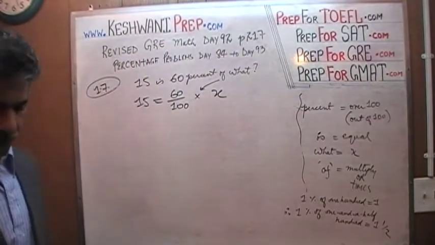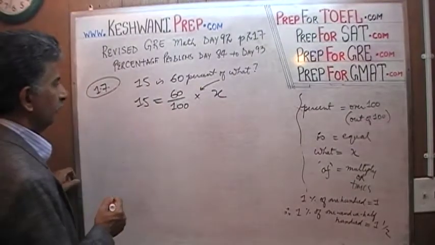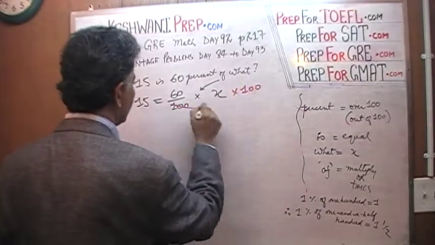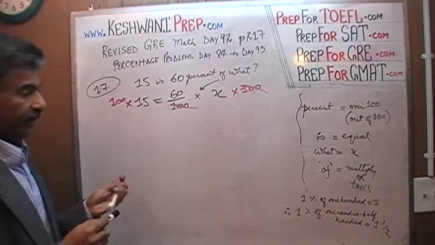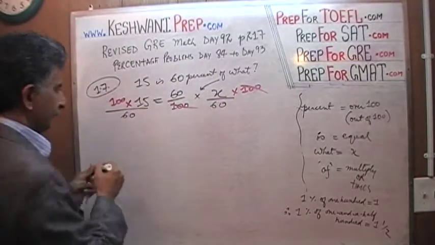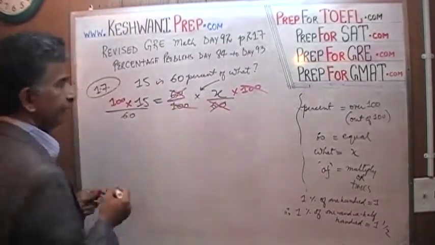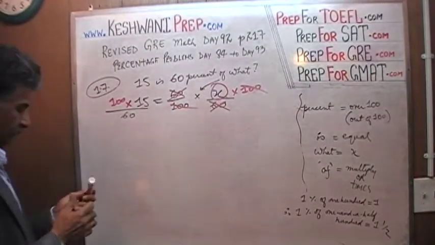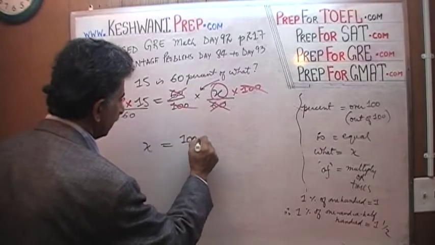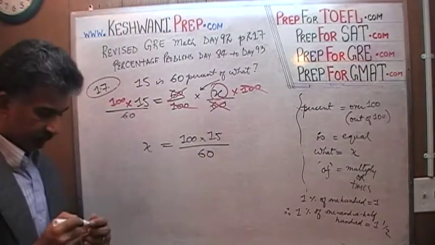That's it. All we have to do now is simplify it. Multiply both sides by 100 so that we can get rid of this 100, and then divide both sides by 60 so that we can get rid of this guy. We're left with only x on this side. So our x equals 100 times 15 over 60.